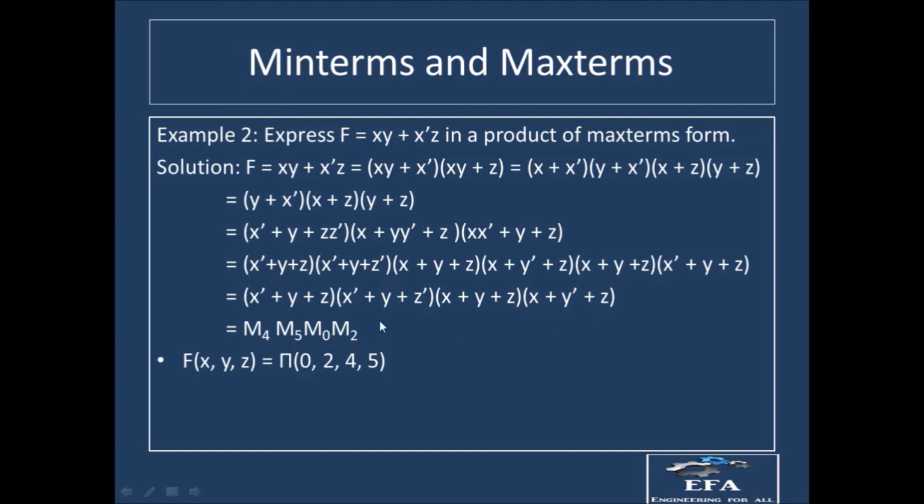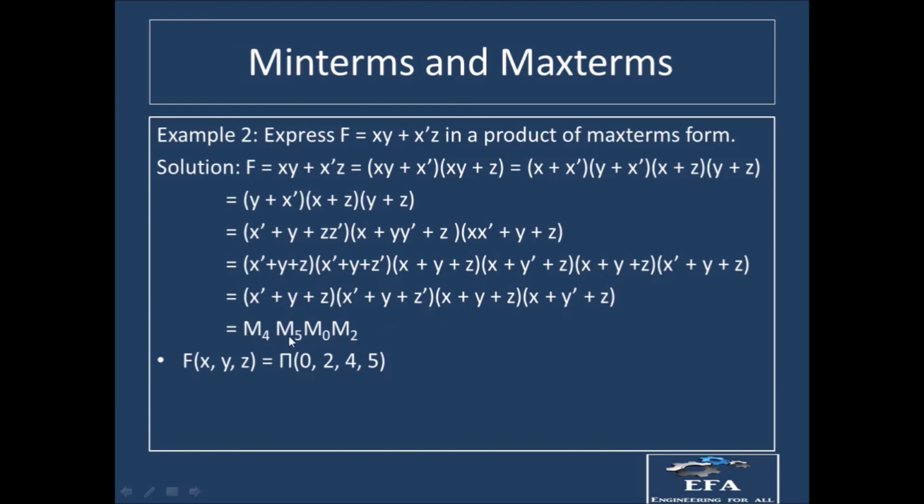From here we need to find the values. I told you in the previous slides that in a POS type of expression, wherever there is a complement it will be equal to 1, and wherever there is no complement it will be considered as 0, right? So this will be 1 0 0, which is equal to 4. The capital M stands for the max term, so max term M4 is there. From here we will have 1 0 1, which is 5, this is 0 0 0, which is 0, and this one is 0 1 0, which is equal to M2.